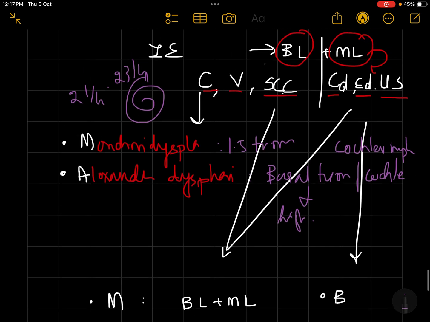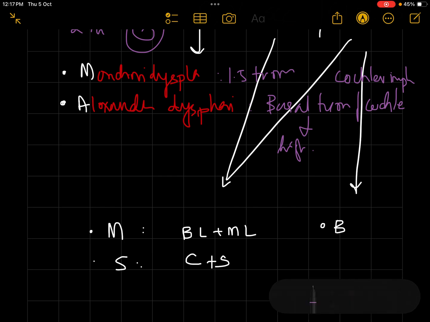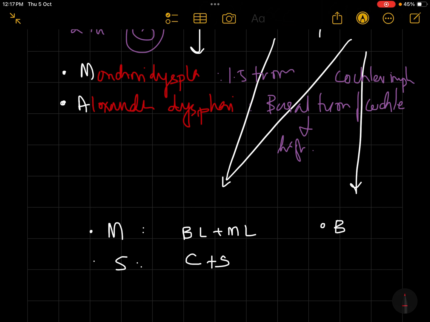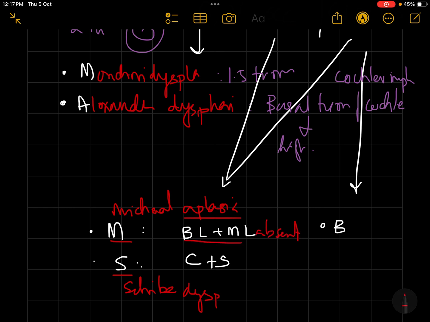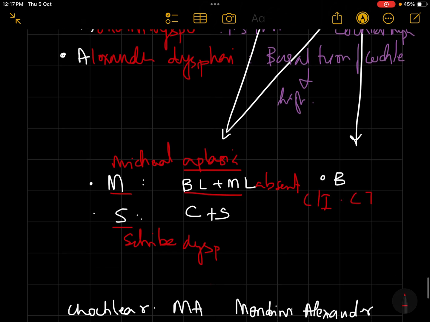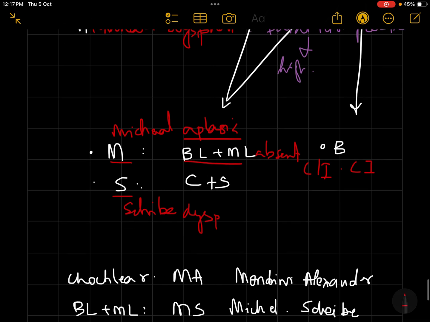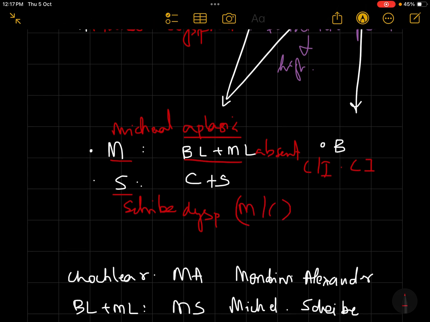Then we have defects in both the bony labyrinth and membranous labyrinth. These are M and S, that is Michel aplasia and Scheibe dysplasia. Aplasia is total absence of the bony labyrinth and membranous labyrinth. There is no use, and it is a contraindication to cochlear implant itself. Scheibe dysplasia is the most common type of malformation seen, an autosomal recessively inherited disease. There is cochleosaccular dysplasia, C plus S.